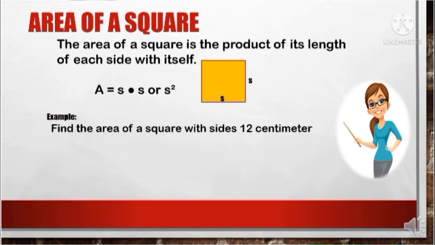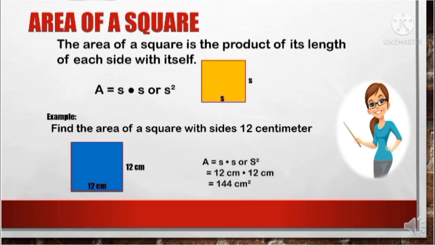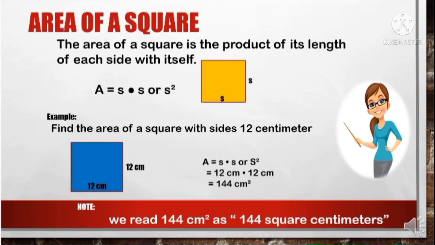For example, find the area of a square with sides of 12 centimeters. Here is the figure, having 12 centimeters as its sides. To solve this, you will write A equals S times S, or S squared. We will do it this way: 12 centimeters times 12 centimeters, and you will have 144 centimeters squared. Note that we read 144 centimeters squared as 144 square centimeters.